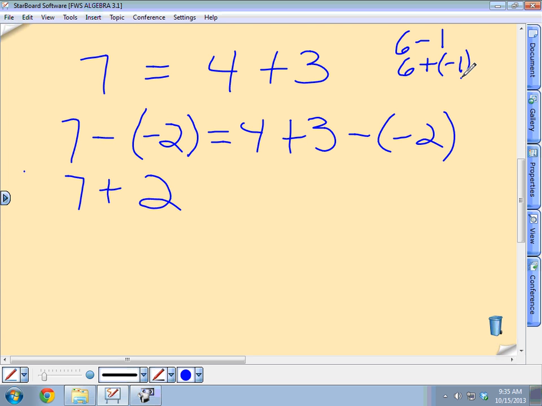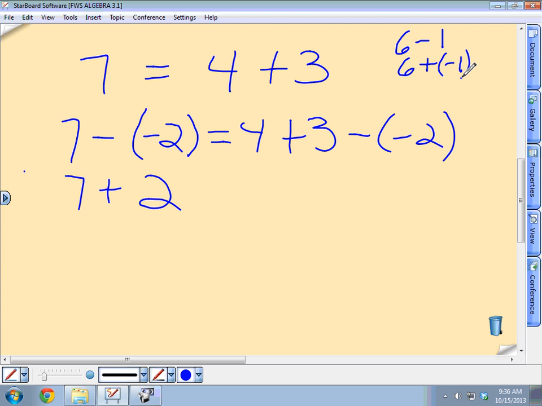Because if I tell you that you have $6 and then I'm going to take away negative $1, well, what is negative $1? Negative 1 means you owe me money. That's a debt that you owe. So if you have $6 and I take away a debt that you owe me of $1, that'd be 6 minus negative 1. Now you're worth $7, because now not only do you have your 6, you don't owe me the $1 that you owed me before.